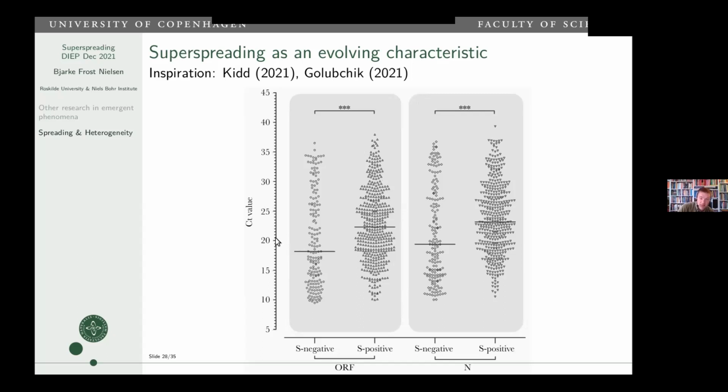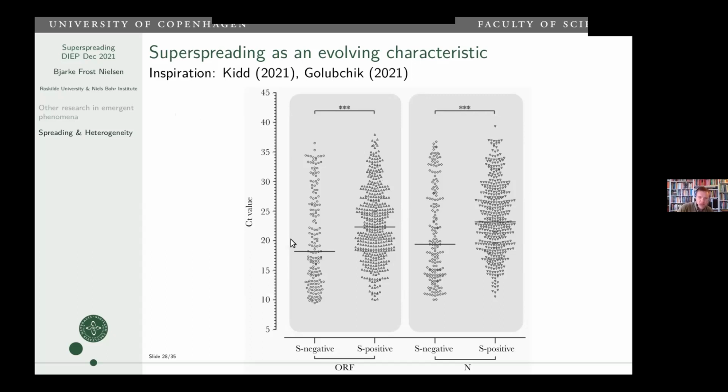So you have the CT value on the y-axis. So the CT value is this question of how many replication cycles do you have to run in a PCR test before you see a signal. So that means that the higher the CT value, the lower the viral load, but actually exponentially so, right? Because you're doubling every time.